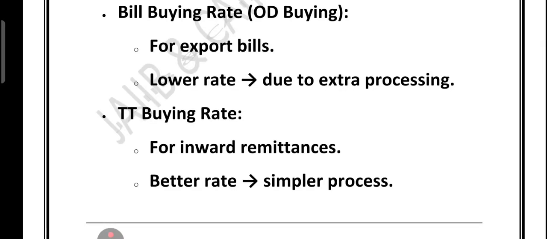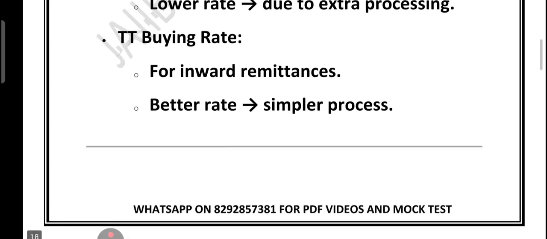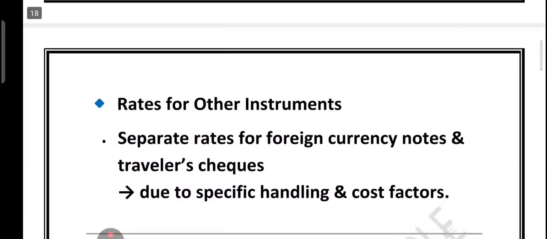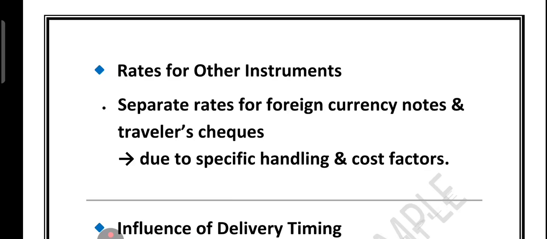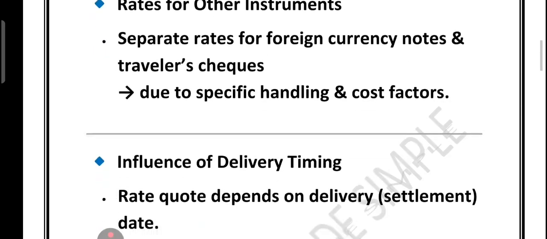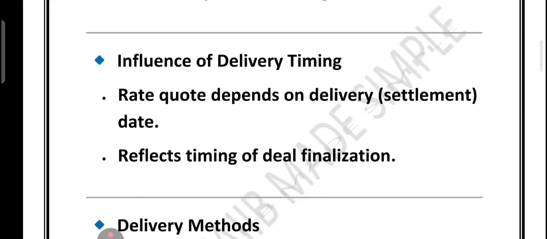And then we have the TT buying rate. This is for inward remittance, right? For inward remittance we use the TT buying rate, and it is a better rate with a simpler process, right? And if you look at the other instrument rates, there is a separate rate for foreign currency notes and traveler checks.